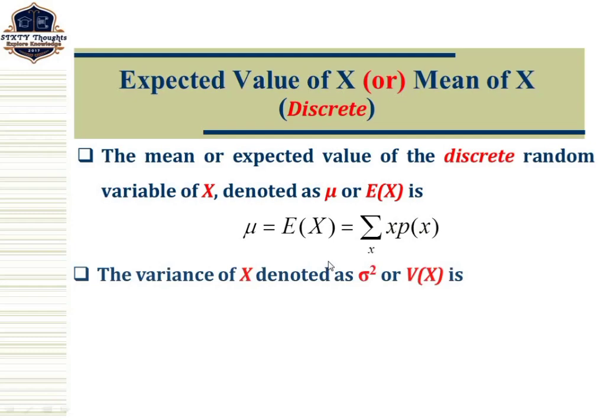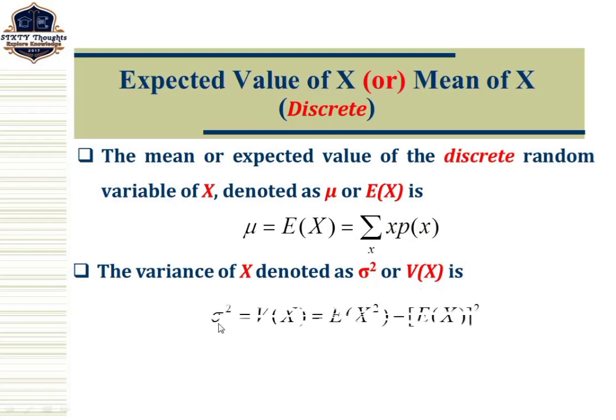Similarly, we define what is meant by the variance of x. The variance of x is denoted as sigma square or V of x, and is defined by sigma square equal to V of x, that is equal to expected value of x square minus expected value of x whole square. Here we know the expected value of x, that is the mean value. Similarly, we are going to find E of x square. We don't know how to find the expected value of x square yet, where the expected value of x square is equal to the summation over x square into p of x.